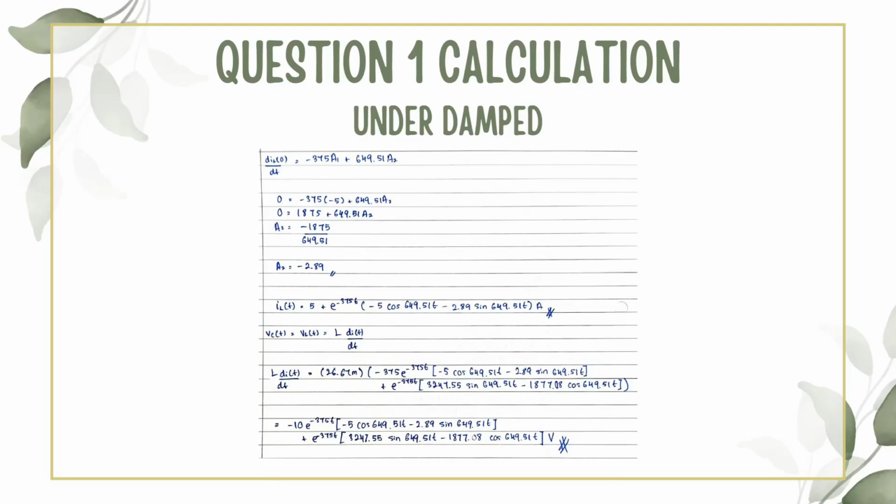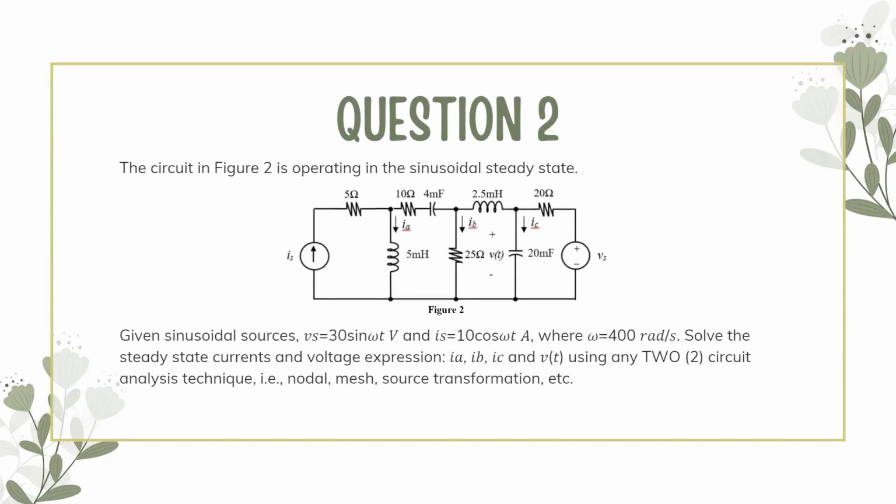Next, we will go to question 2, which will be presented by Intan. Assalamualaikum, my name is Intan Nur Anis binti Nur Azman, CE 230025. For question 2, given sinusoidal sources Vs equal to 30 sin omega t and Is equal to 10 cos omega t, where omega equal to 400 rad per second. Solve the steady state current and voltage expression IA, IB, IC and VT using any two circuit analysis technique, for example nodal, mesh, source transformation and etc.